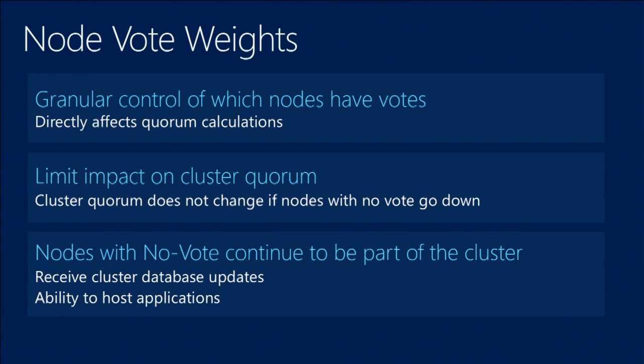And in terms of configuration, it is done per node, and so you can actually have a more finer setup. So in terms of cluster database replication or the ability to host workload, the node whose vote was removed by the user continues to be very much part of the cluster. It still gets updates of the cluster database. It still can host workload. It's just not participating in the cluster quorum.